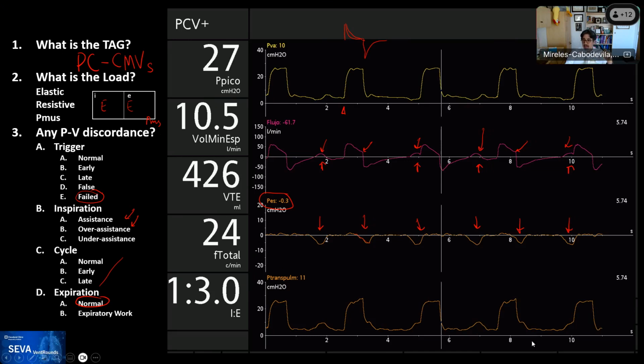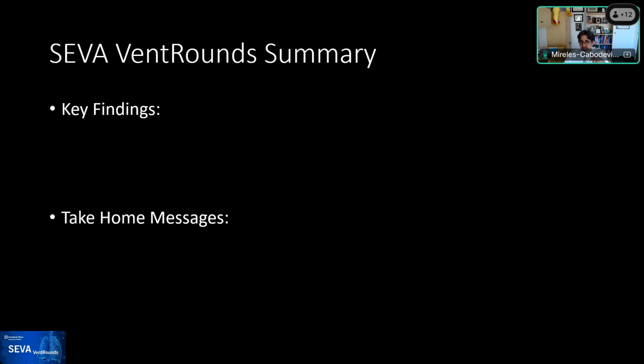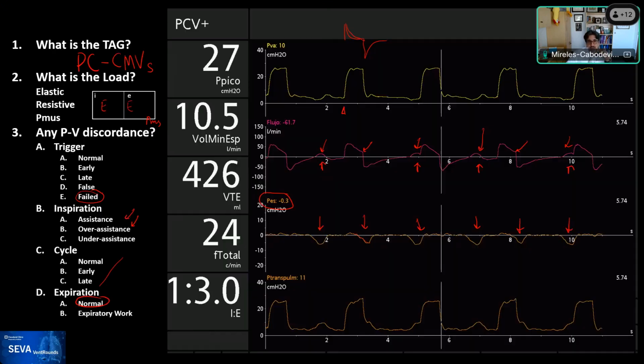All righty. I'm looking for any other comments or questions from the team. So if I think about the key findings we have reviewed, first of all, that you can, just by looking at the waveforms, recognize the features of a failed trigger. And those are the presence of changes in flow and/or pressure that do not lead to the trigger of the ventilator.